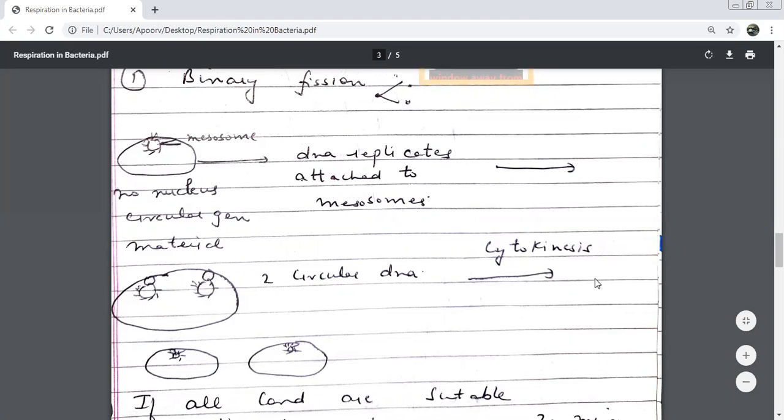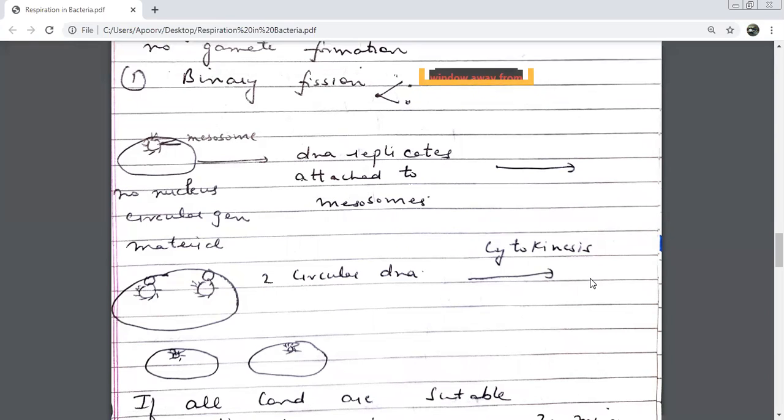You know what cytokinesis is? Division of cytoplasm. Excellent. So here your cytokinesis took place. So this is one bacterium, this is the other, the daughter bacteria. Each has its own circular DNA, genetic material. So the replication of genetic material takes place in binary fission. This is how binary fission takes place in bacteria.